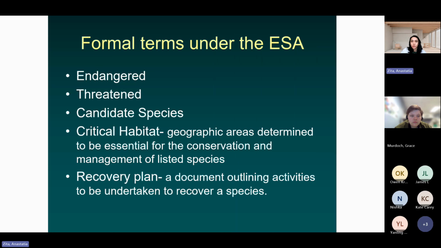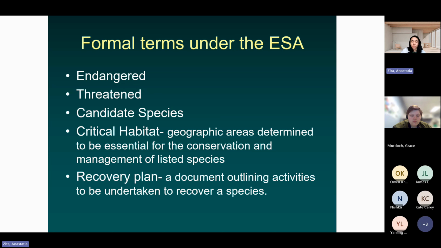And then endangered, threatened, and candidate species are classifications used by the U.S. Fish and Wildlife Services to designate the level of risk faced by a particular species. So endangered species are those that are in danger of becoming extinct throughout all or a significant portion of their range, while threatened species are those that are likely to become endangered in the foreseeable future. Candidate species are those that are being considered for endangered or threatened status, but don't have official protections just yet.